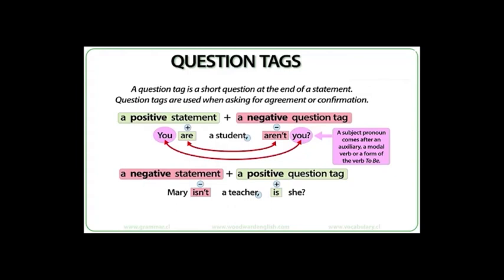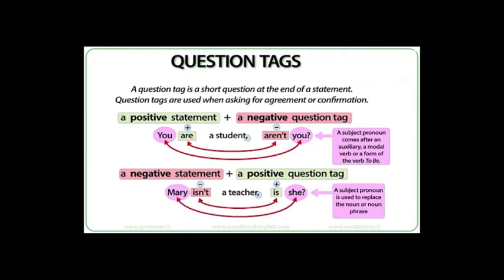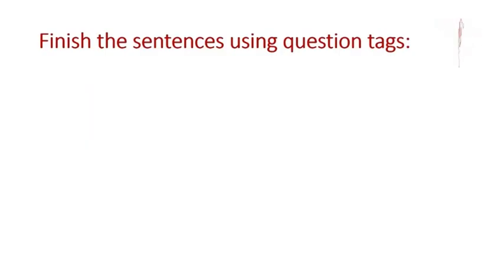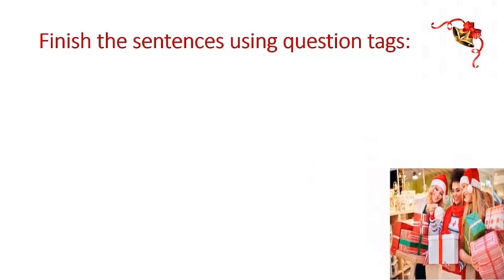A negative statement is followed by a positive question tag. Mary isn't a teacher, is she? Mary isn't is negative, so the question tag needs to be positive. Is she? Mary isn't a teacher, is she? Notice how we don't repeat the noun Mary in the question tag. We use the subject pronoun she to avoid repetition. A subject pronoun is used to replace the subject in the statement. Now, your task is to put tags to these sentences. Please take your pencils and write down the answers.